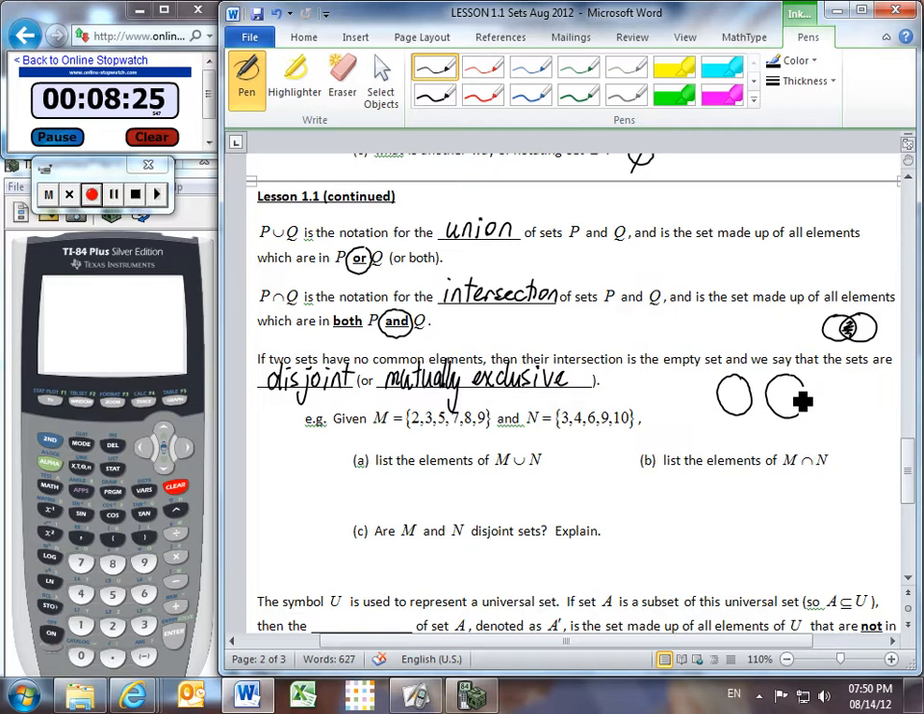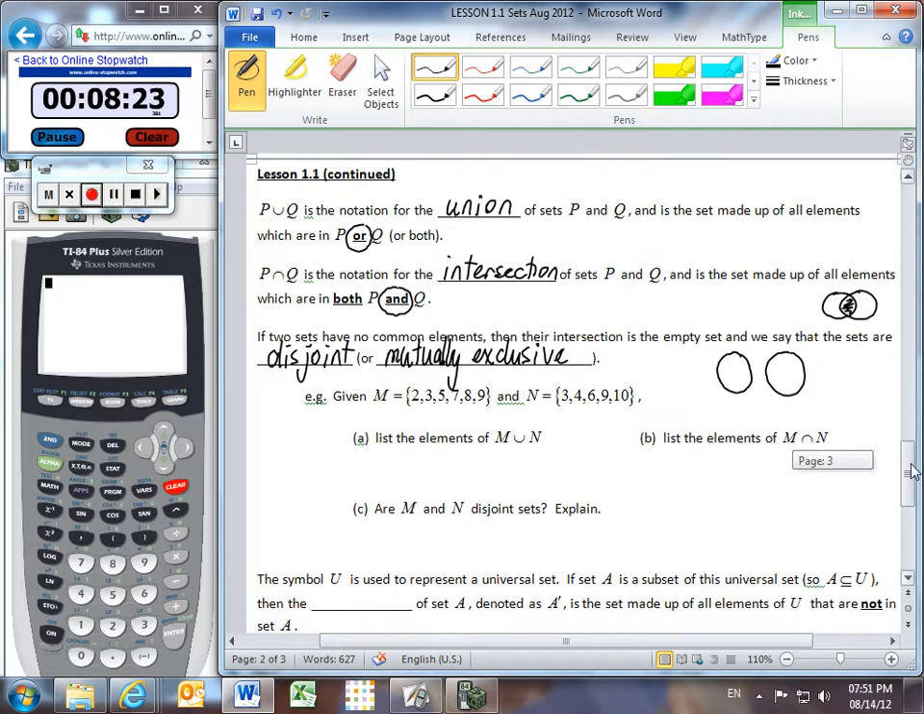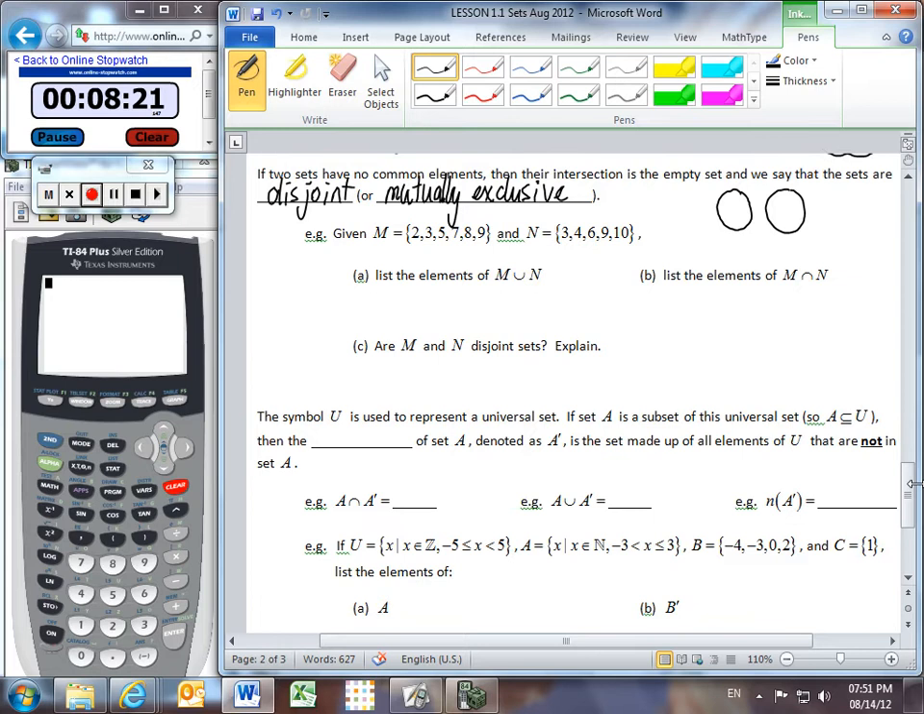Alright, let's look at an example. Suppose that we've got set M, which is composed of the elements 2, 3, 5, 7, 8, 9, and set N, which has got the members 3, 4, 6, 9, 10. What are the elements of M union N? That is to say, all the elements that are inside M, or N, or both.